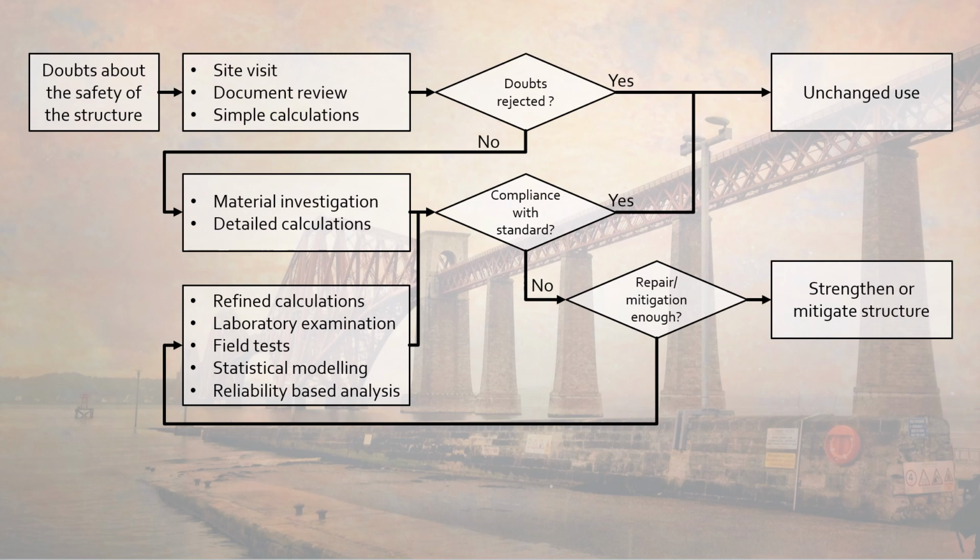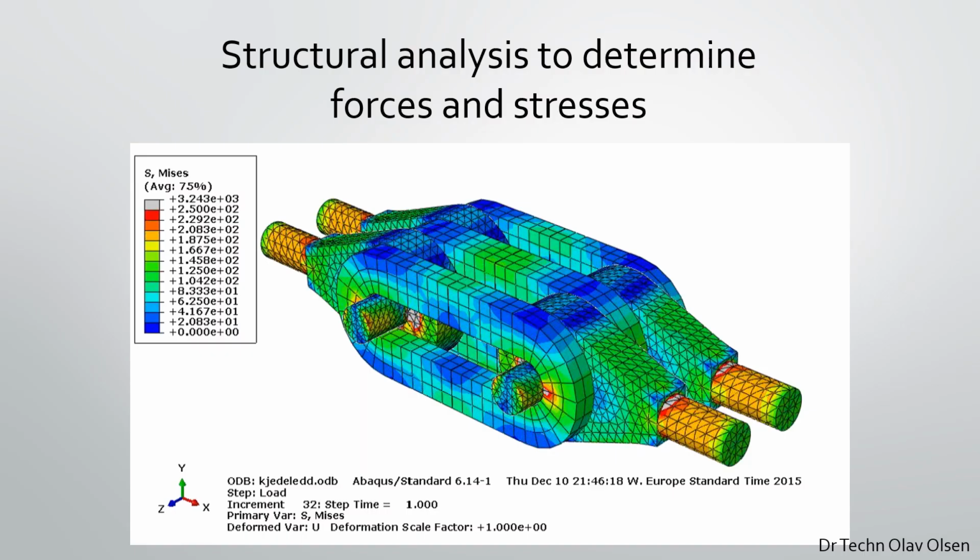Alternatively, we may choose to investigate the structure even further by advanced analysis, refined calculation, laboratory examination, field tests, statistical modeling, and reliability-based analysis. An advanced finite element analysis, as was done by Dr. Tech Olav Olsen, could be one such analysis to determine the capacity with more accuracy. Taking samples of the materials and testing these in a lab to get more information about the strength of the material is also an important way to hopefully get a more accurate value of the capacity established.